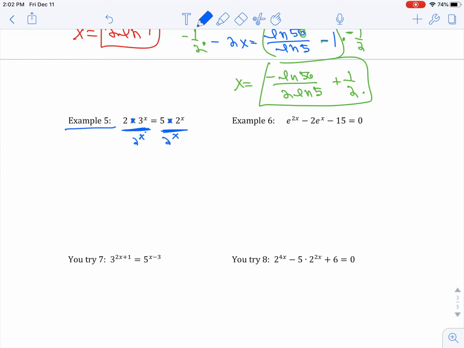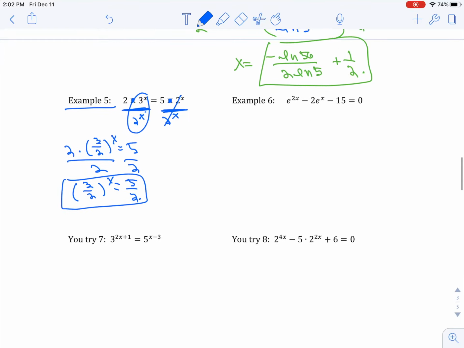And so that's going to give you 2 times, and then notice that when I divide these two powers, I have 3 to the x over 2 to the x, so I could rewrite that as 3 halves to the x is equal to, and then those cancel and I get 5. So now if I divide both sides by 2, this becomes 3 over 2 to the x is equal to 5 halves. Okay, so that's my equation that I'm trying to solve.